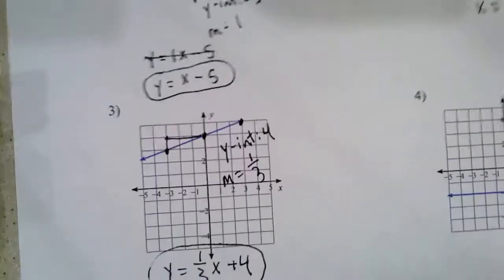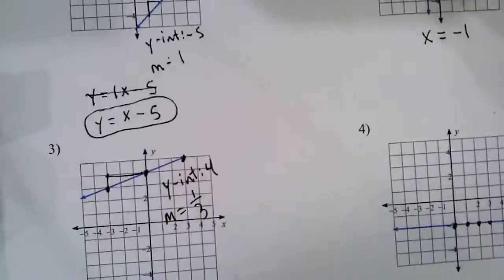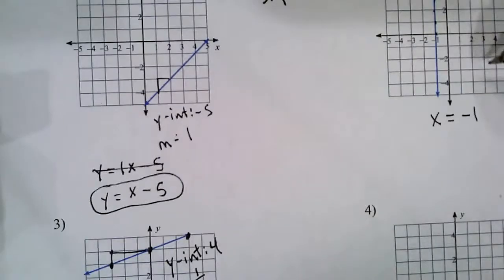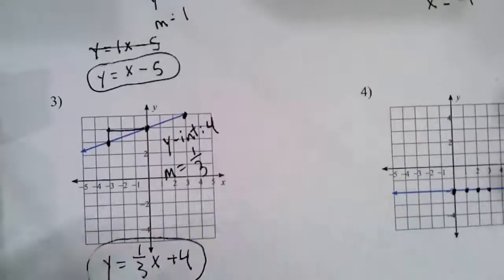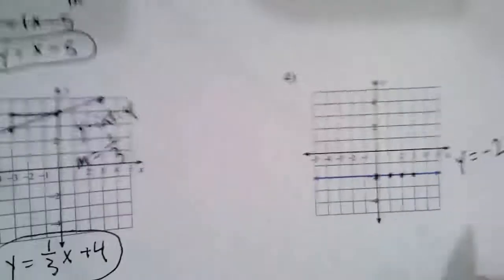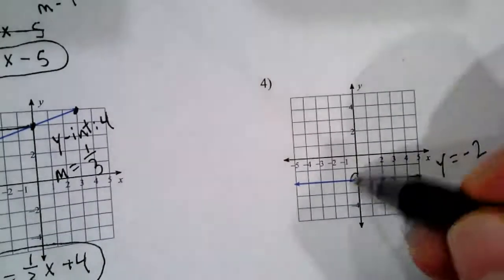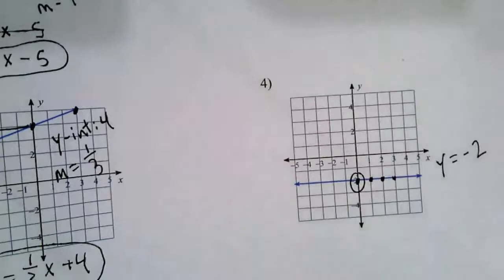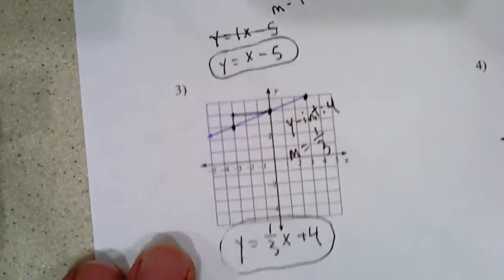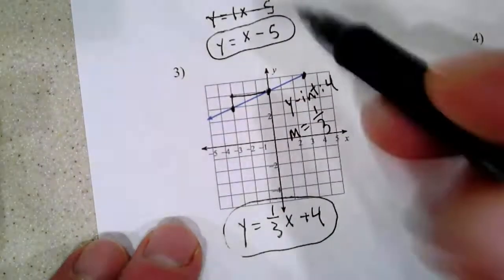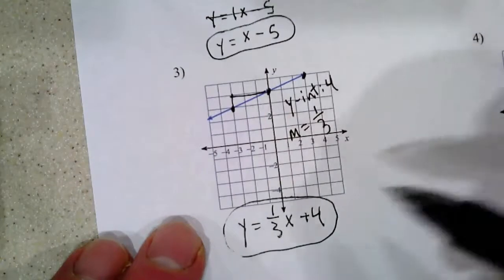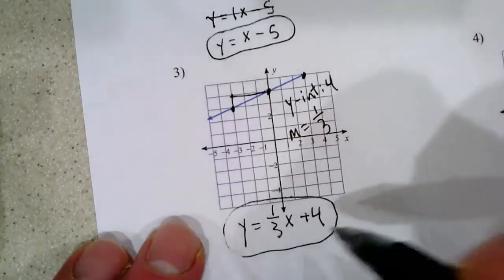So again, the key to this is, if it's a perfectly vertical line, it's x equals something. You just have to look to the x-axis to see what it is. If it's a perfectly horizontal line, it's going to be a y equals and just some number. And you got to look for, where does that line cross the y-axis? If it's a diagonal line of some sort, then it's going to be y equals mx plus b, where m is the slope and b is the y-intercept.